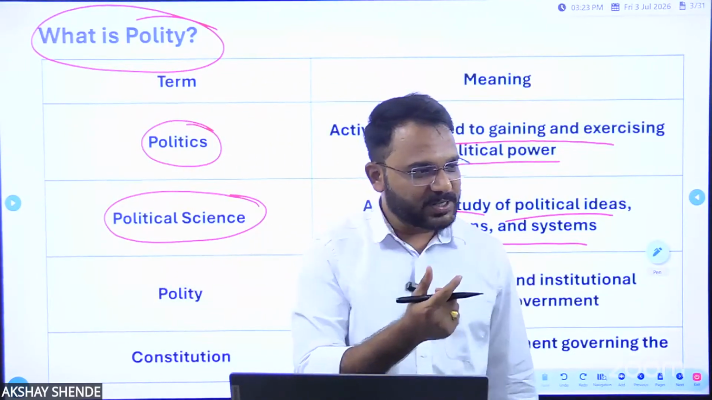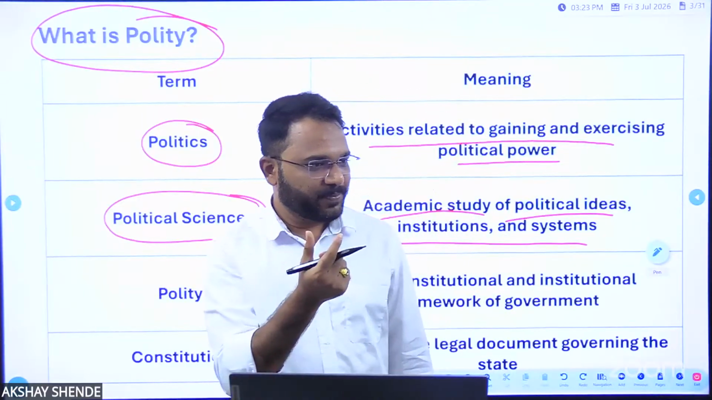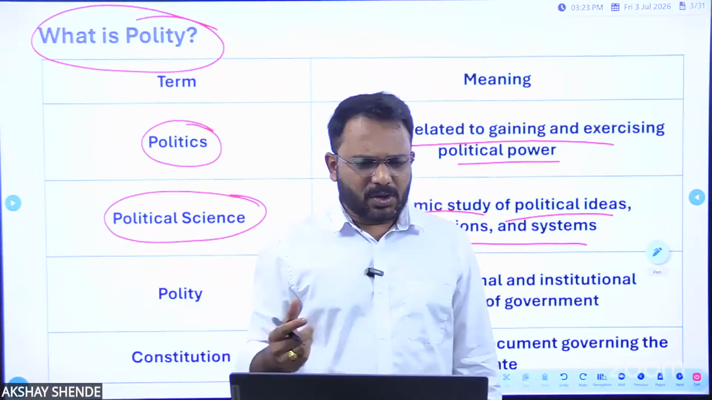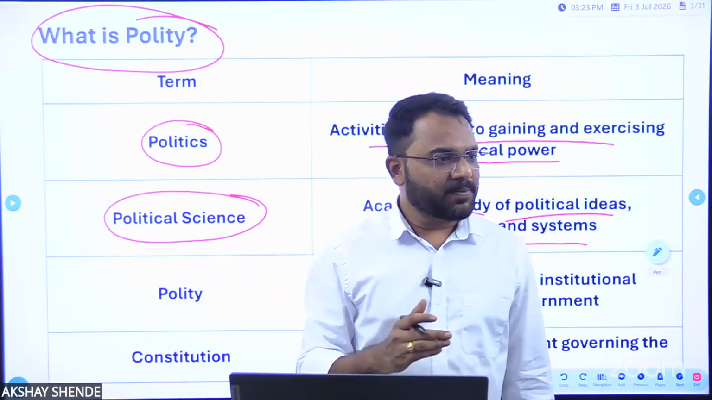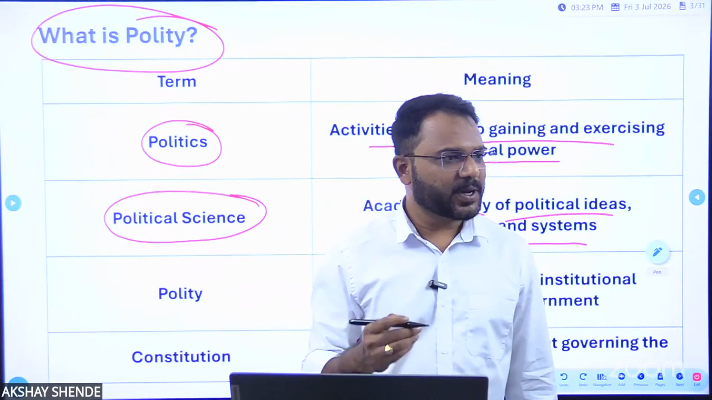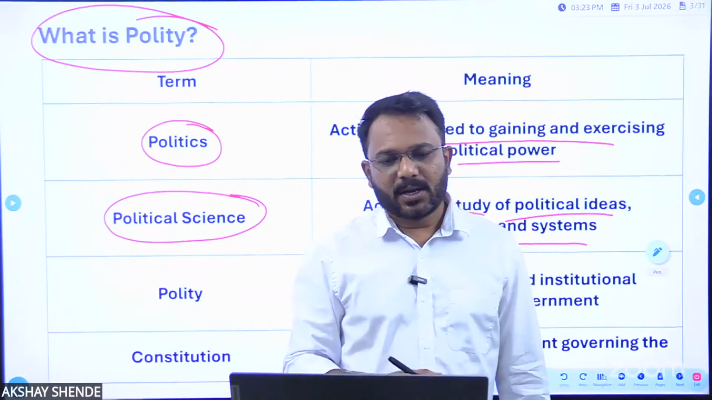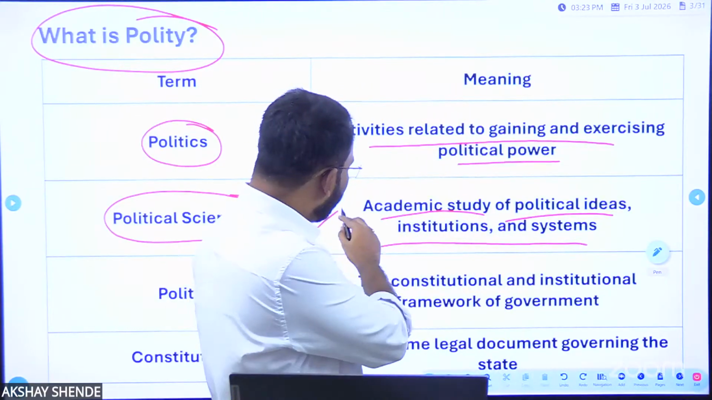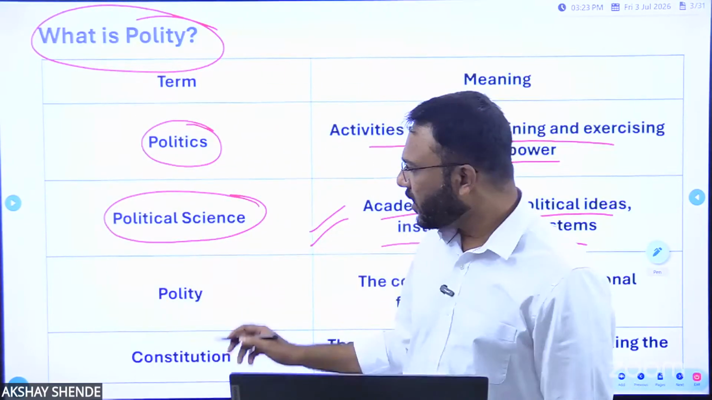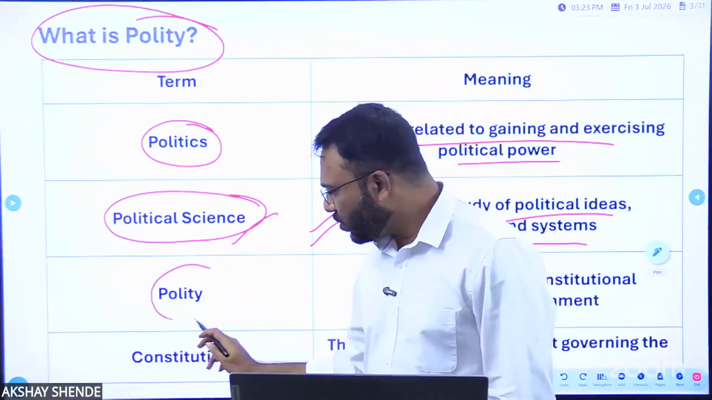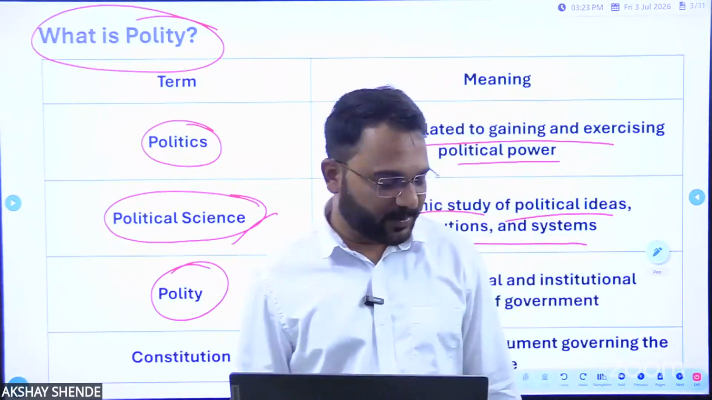Democracy is an idea, a concept. So there are many other concepts as well, many other theories as well. Socialism, communism. So all this comes under political science. Now comes polity. What do you mean by polity?